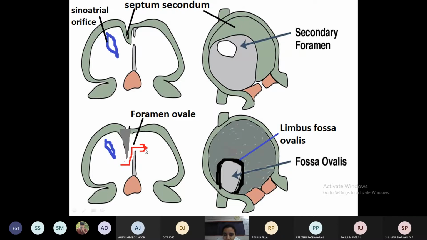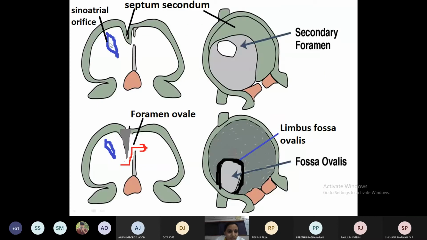After that, once the pressure in the left side is increased, the blood will not flow from right to left. This septum secundum gets attached to septum primum. That's the functional closure, which occurs after about 24 hours. So no blood will flow from left to right or right to left. Okay, this is the development of the interatrial septum.